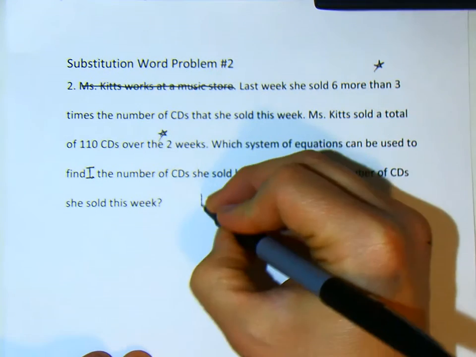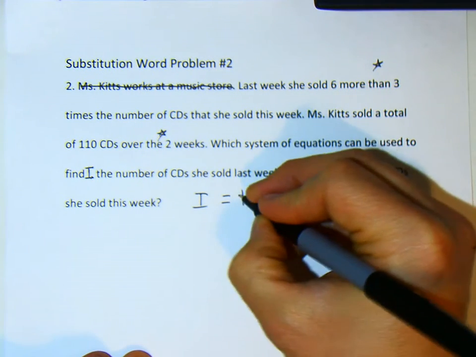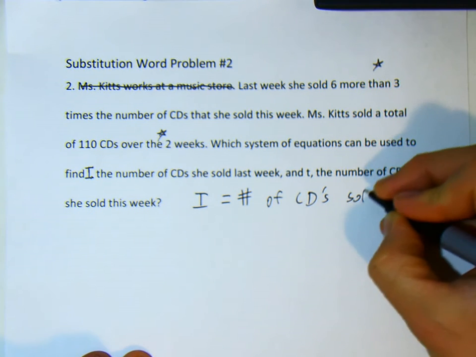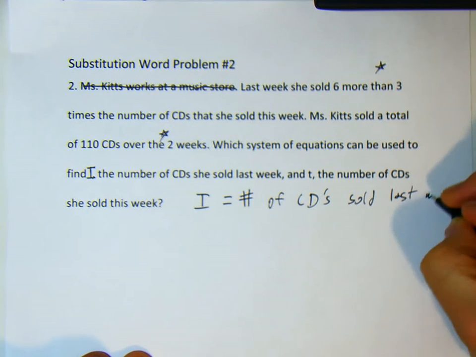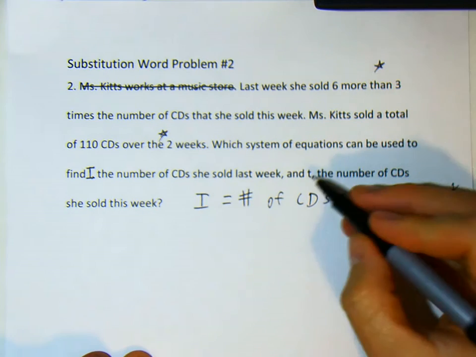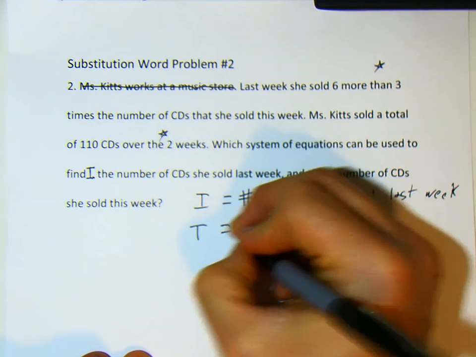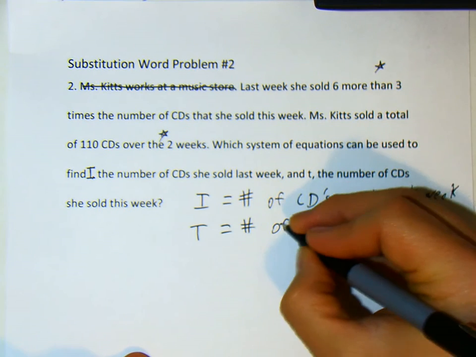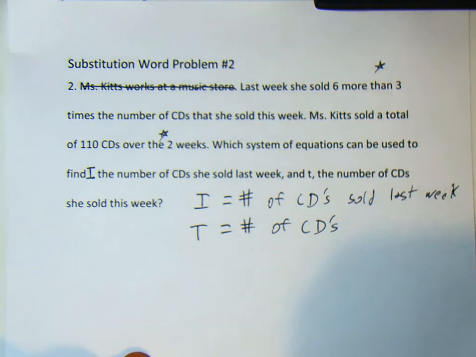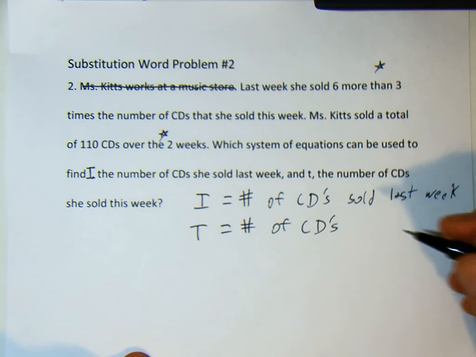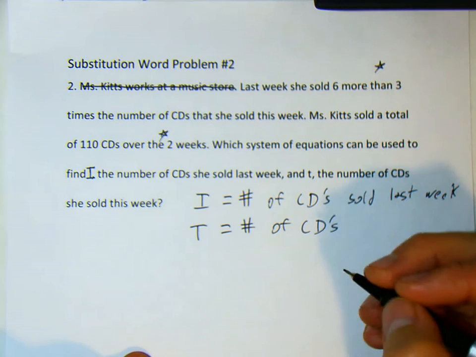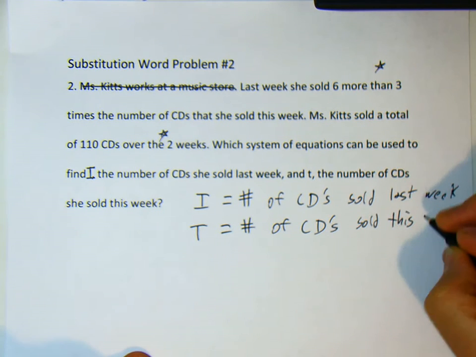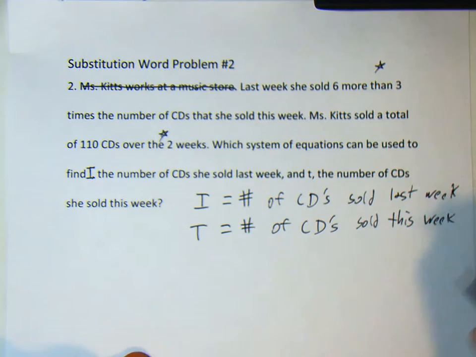Okay, so I'm going to write I equals the number of CDs sold last week, and T equals the number of CDs she sold this week. So we're going to write a system of linear equations to figure out how many she sold this week and last week. So we just named our variables.